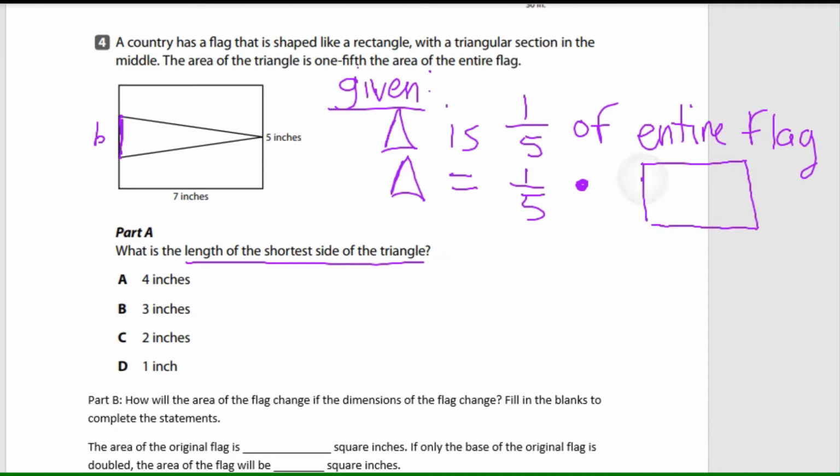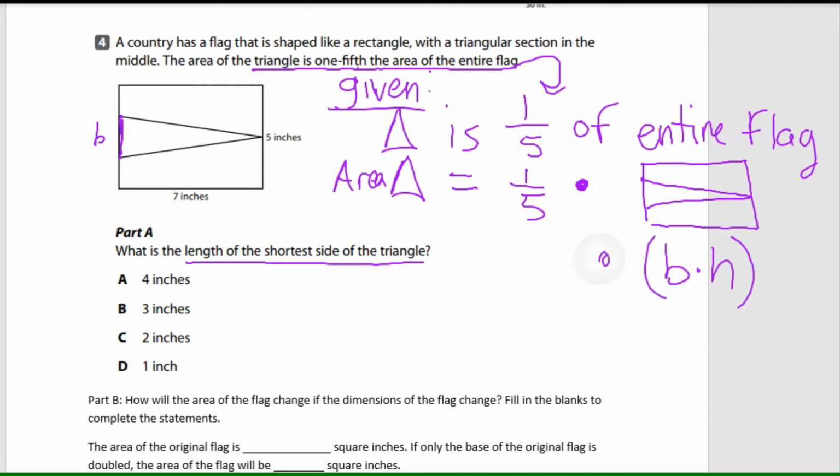What is this trying to say? We're changing this right here into words. The triangle is 1/5 the area of the entire flag. That's this right here. Now we're getting closer to our final answer. The area of the flag is going to be base times height. So we bring down the multiplication. We're trying to find the area of the triangle, which will help us get to our answer.